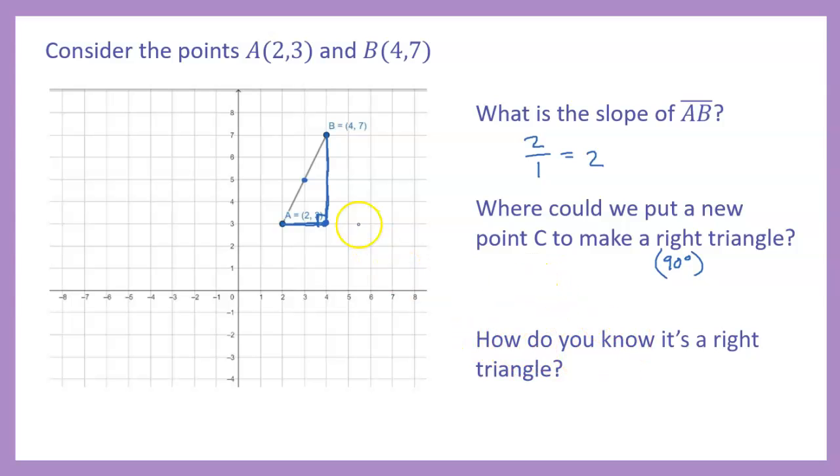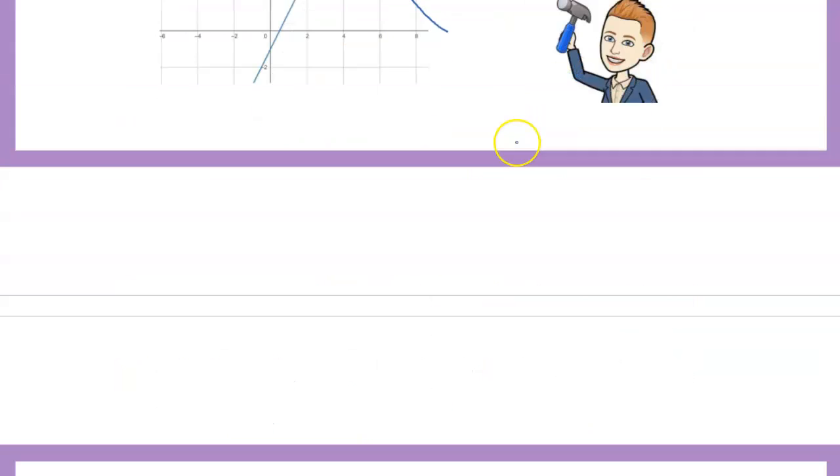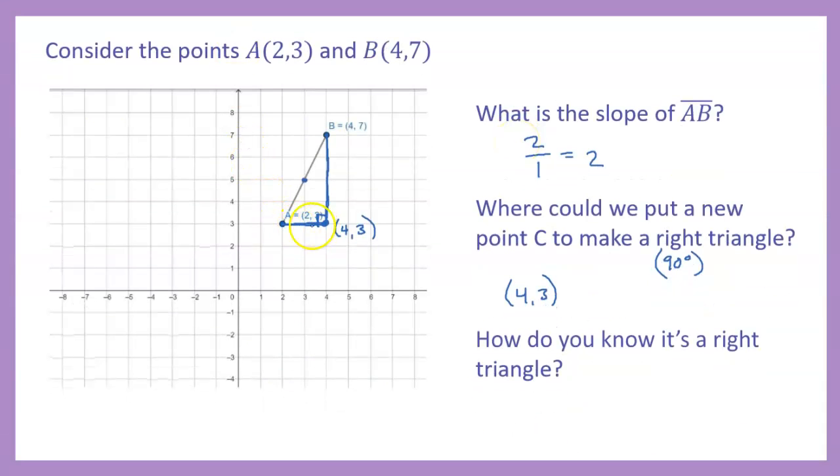And how do we know that's a right angle? Let's see, where do we put that point first of all? That was at (4, 3). How do we know it's a right angle? Well, we just said on that previous slide, all horizontal lines are perpendicular to vertical lines. And we know that this is a horizontal line. This is y equals 3. That's a horizontal line. And this is a vertical line. This is x equals 4. That is the format of a vertical line. That's the format of a horizontal line. So we know it's a right angle because horizontal lines are perpendicular to vertical lines.